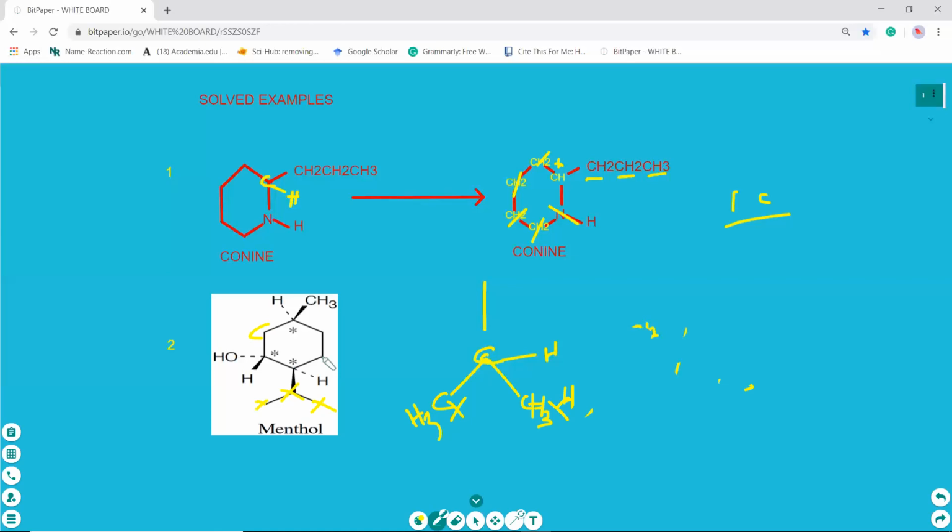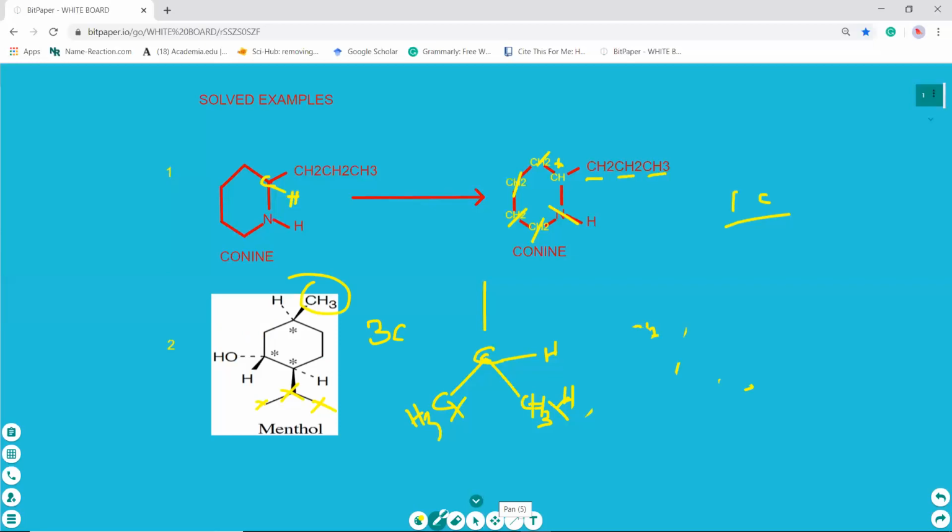So I believe we have checked out all the carbons. Okay, we've not looked at this one. This one is also a CH3, so it cannot be a chirality center. So how many chiral centers do we have in menthol? Menthol has 3 chiral centers. Is it clear now? So that is how to find the chirality centers in a molecule.